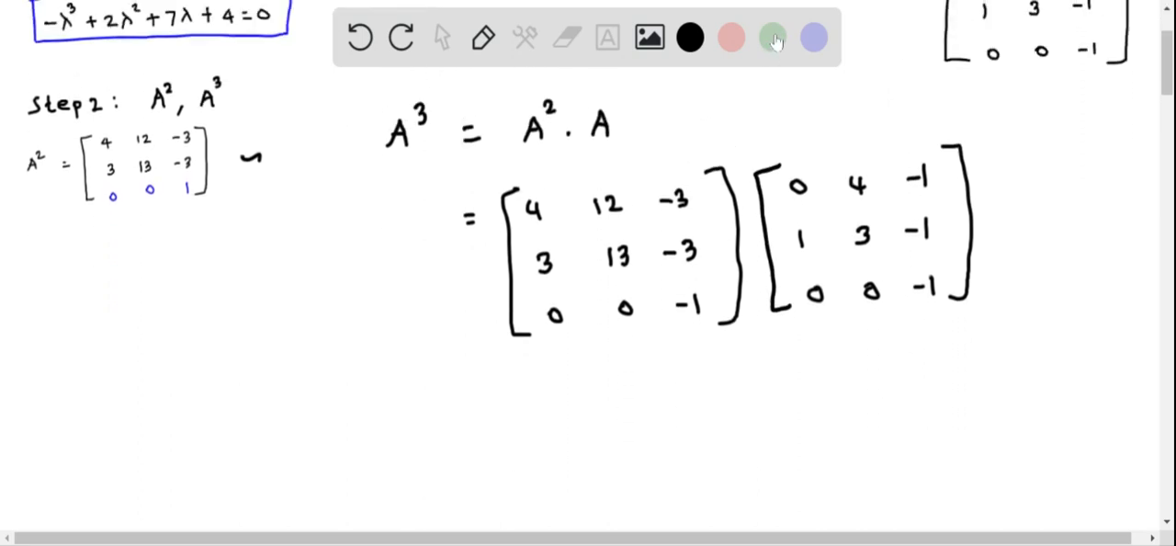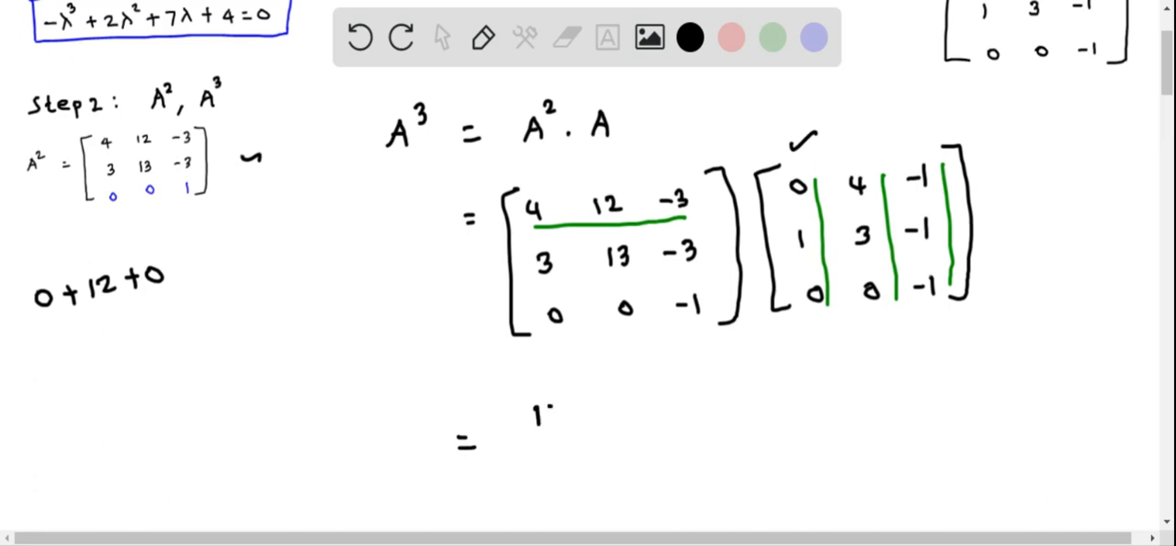So first we consider the first row of the first matrix and then multiply with each of the columns in the second matrix. First I multiply with the first column. So 4 times 0 is 0, plus 12 times 1 is 12, and negative 3 times 0 is 0. So we get 12 as the first element. And then we now move on to the next column. 4 times 4 is 16. 12 times 3 is 36. Then negative 3 times 0 is 0. So 16 plus 36 is 52.